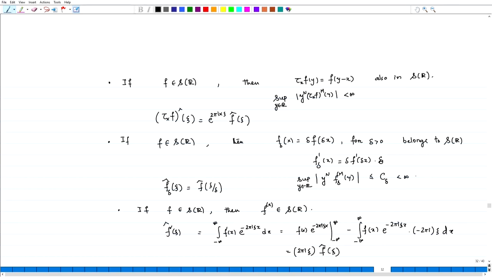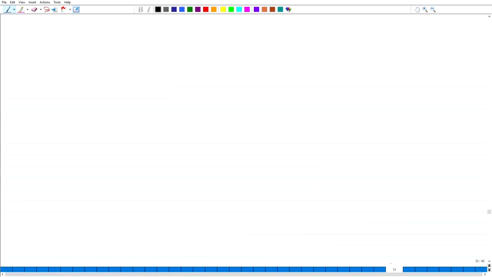Similarly, if I take the k-th derivative, then the Fourier transform of f^(k) at xi is equal to (2 pi i xi)^k times f hat of xi. So this is what we easily get by integration by parts repeatedly.